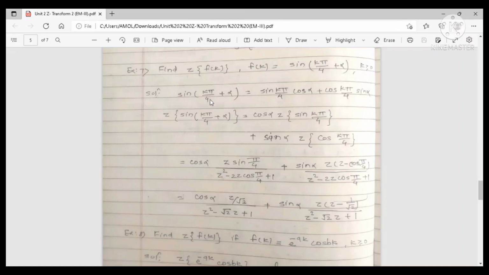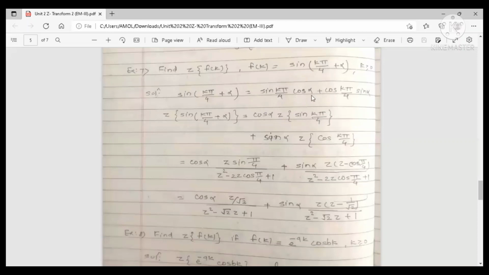Now sine of a plus b means the formula is sine a cos b plus cos a sin b. Now the value of a is here k pi by 4 and the value of b is alpha. So the formula is sine of k pi by 4 into cos alpha plus cos of k pi by 4 into sin alpha. Now taking Z transform on both sides, we have Z transform of sine of k pi by 4 plus alpha is equal to, now cos alpha is a constant term, so you write it outside the bracket, into Z transform of sine of k pi by 4.